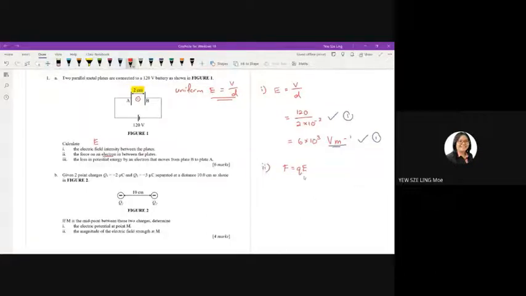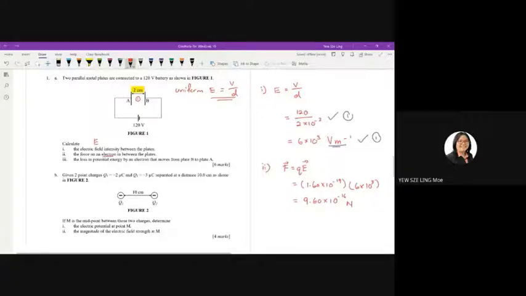Now, this is a question that involves vectors. Your F and your E are vectors, so you ignore the negative sign of the charge. F equals Q times E. For Q, you're looking at an electron, the value is given in the list of constants, which is 1.60 times 10 to the power of negative 19. Electric field, you take from question 1: 6 times 10 to the power of 3. So the final answer is 9.60 times 10 to the power of negative 16, and the unit is Newton.